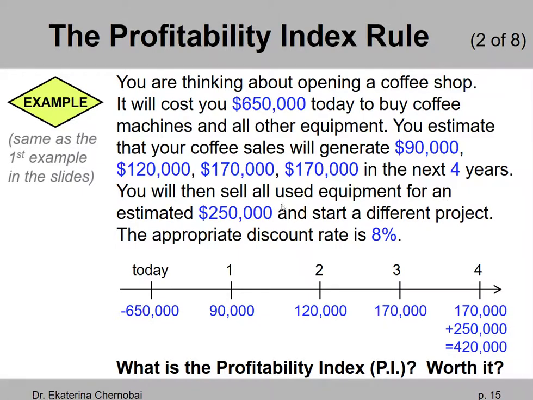And that's when we essentially have two cash inflows. The last profit from coffee sales, $170,000, and the sales proceeds from selling all used equipment, $250,000. The proper discount rate is 8%. What is the profitability index? Is the project worth it?